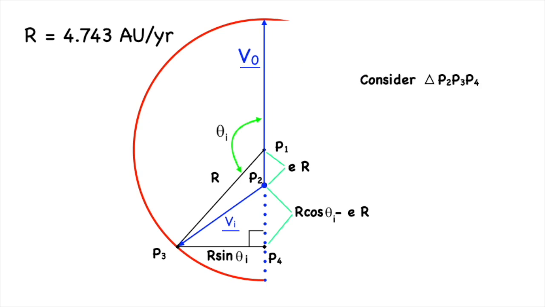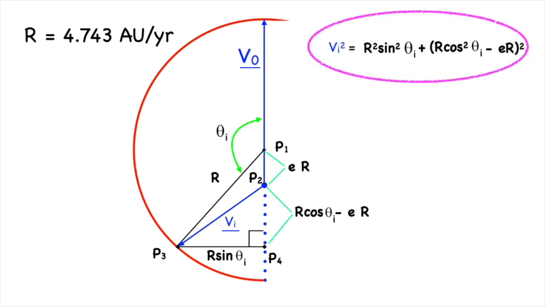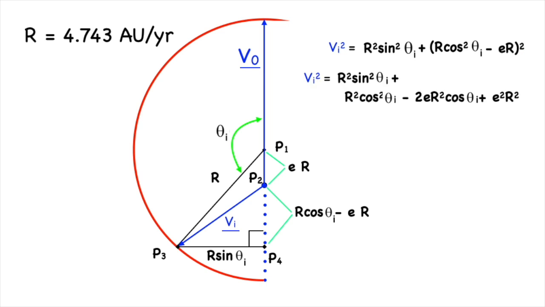Now consider triangle P2, P3, P4. According to the Pythagorean theorem, we can write the following equation, which I've circled here in pink. Expanding the second term on the right, we get this result.